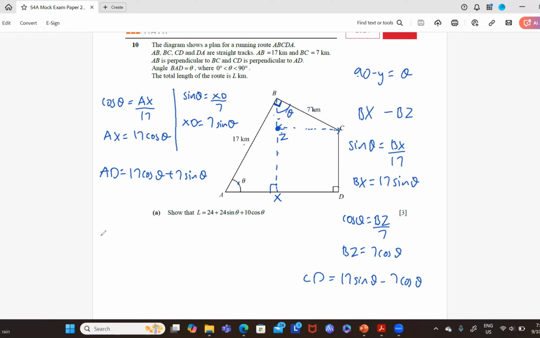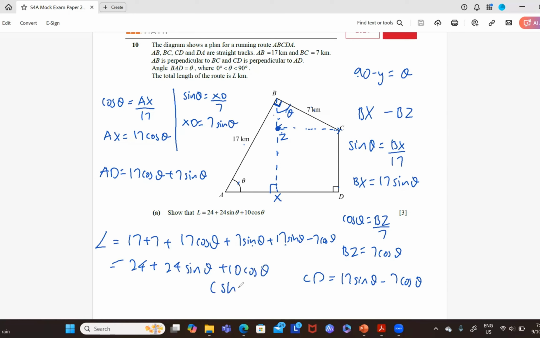So now we can simply add up to find the perimeter. L equals 17 plus 7 plus 17 cosine theta plus 7 sine theta plus 17 sine theta minus 7 cosine theta. 7 plus 17 is 24, so it's 24 sine theta. Then 17 minus 7 is 10, so it's 10 cosine theta. Shown.